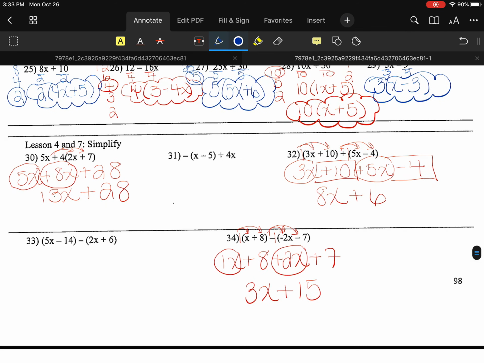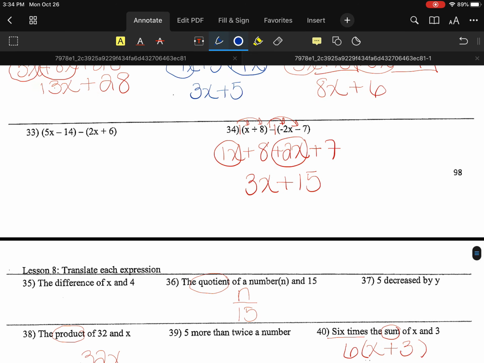Okay, number 31, in order to get rid of the parentheses, I'm going to distribute. Now I'm not distributing the 4x because that's addition. That's plus 4x. We want to multiply. So this negative here has an invisible 1. -1 times x is -1x. -1 times a -5 is a +5. And then the plus 4x drops down into your addition and subtraction step. Combine like terms, -1x plus 4x is 3x. And then my constant of 5 just drops down.